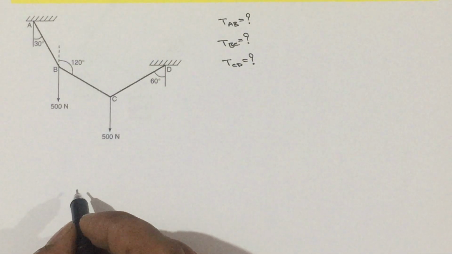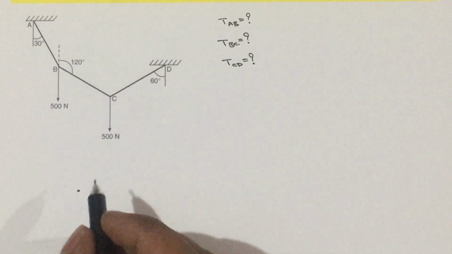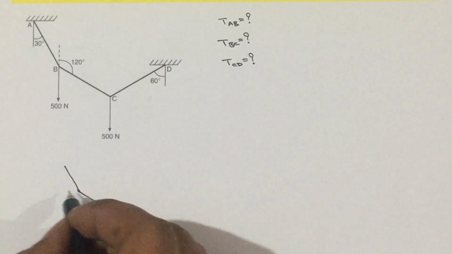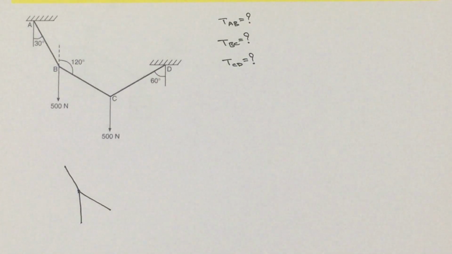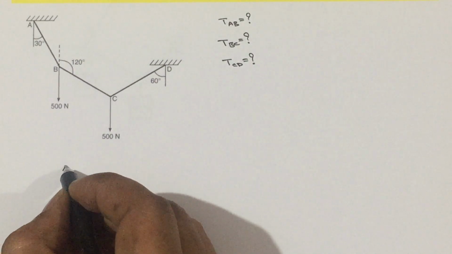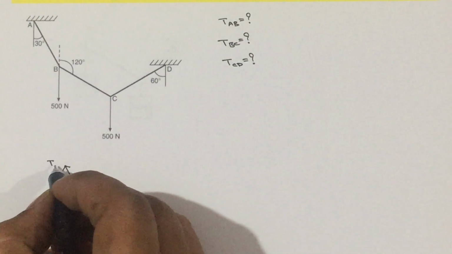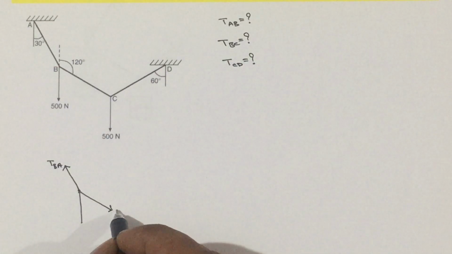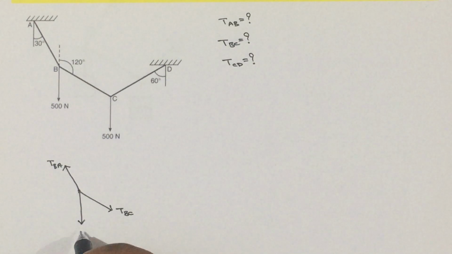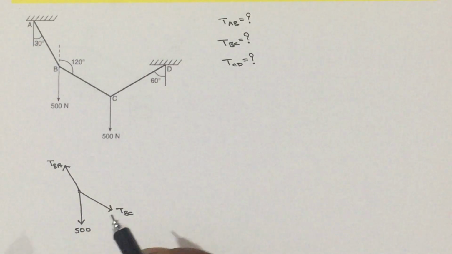One is at B. The procedure is first select the point B, then draw the connected lines as they are. Okay, these are the three lines. Then direction. These two members are subjected to tension, so draw the outward arrow. This will be T_BA and this will be T_BC. And this one is acting downward and this will be 500. So, point, line, direction, magnitude is over.